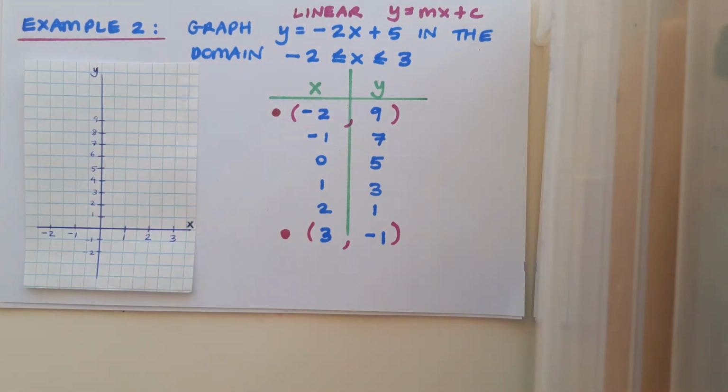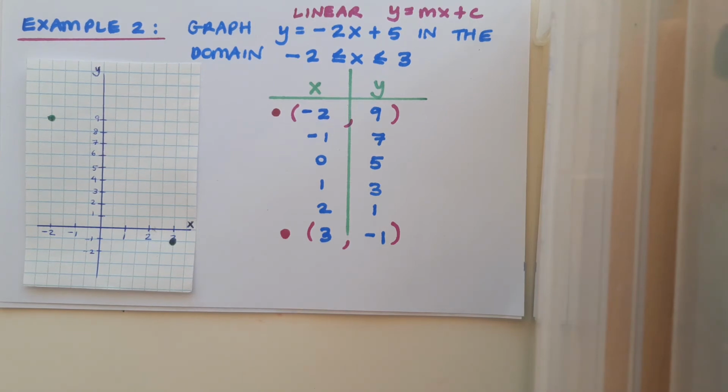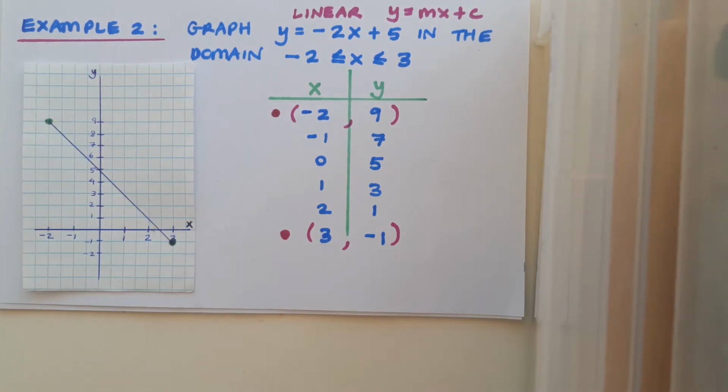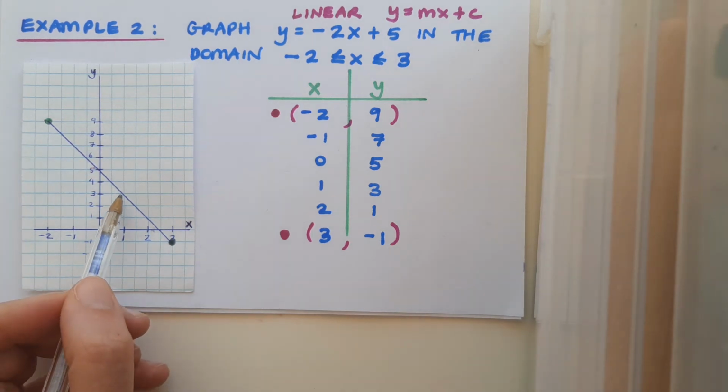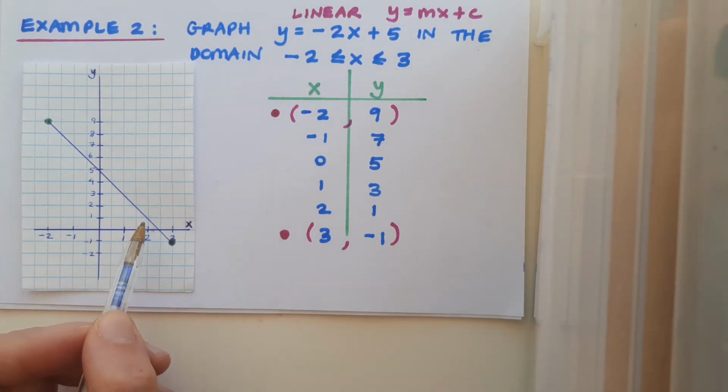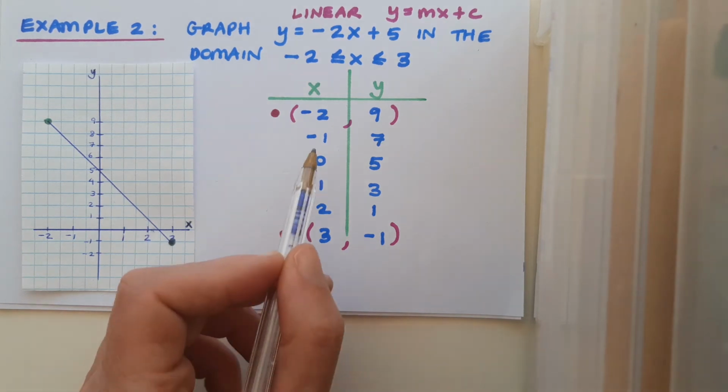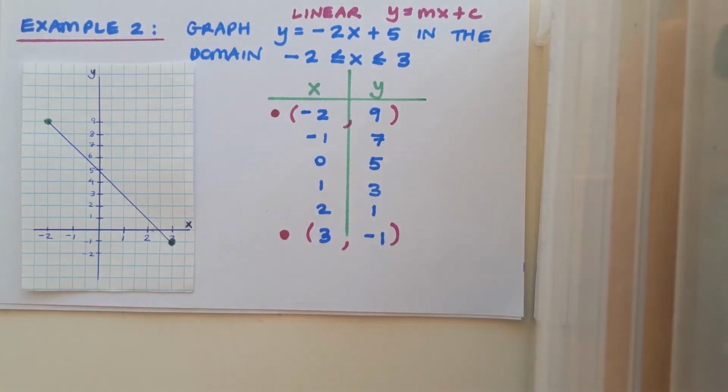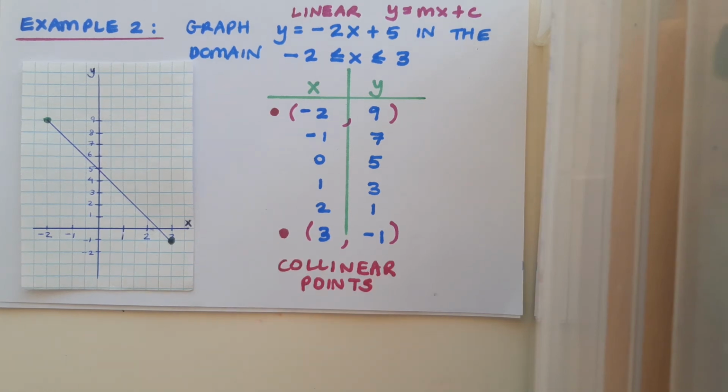So I've marked my values in, and now I'll mark my points in. And then I'll join them together to make the line. Again, if we look along the line, even though I've only marked the first and last points, the point minus 1, 7 is on the line, the point 0, 5 is on the line, the point 1, 3 is on the line, and the point 2, 1 is on the line. These are all the points from my table. These points are all what we call collinear, which just means that they're all on that line.